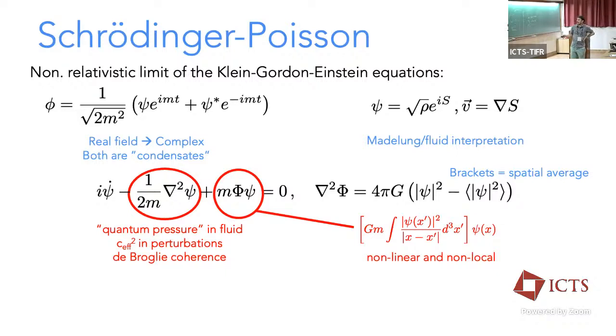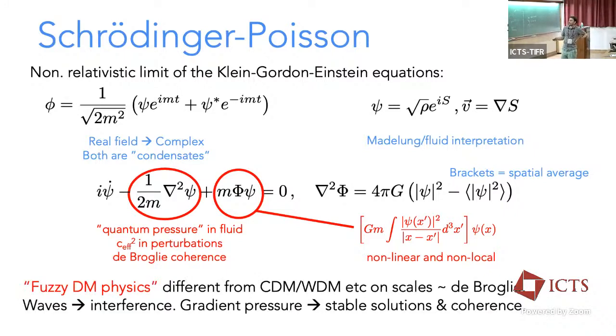It's non-linear and it's non-local because of the Poisson equation here. So it's a difficult equation to solve. And this gives rise to all of the really fancy fuzzy dark matter physics: stable solutions, axion stars, solitons that we'll try and talk about. It gives rise to waves and interference. And it's fundamentally different from most other dark matter models on small scales. Fundamentally different from cold dark matter, which doesn't have this term. Fundamentally different from warm dark matter, which is modeled by a Boltzmann equation with velocity dispersions.